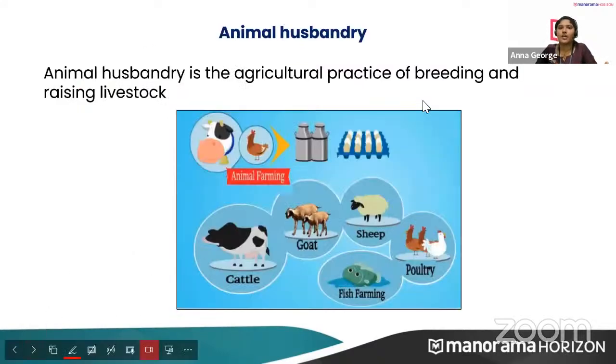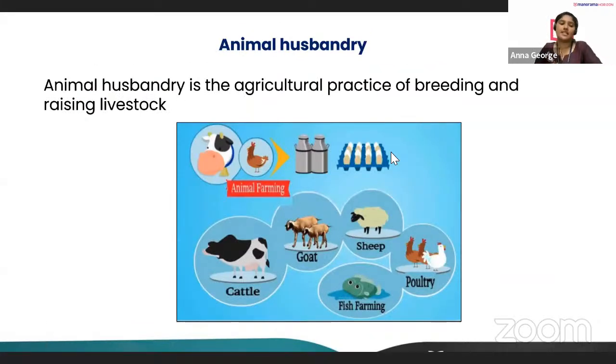Very good. Now, the very last portion of this chapter is animal husbandry. So what is animal husbandry? It is the agricultural practice of breeding and raising livestock. That means in our everyday life, we drink milk, we eat eggs, we eat meat, we eat fish, everything, right? Like we love honey. I love honey. This honey collection, the honeybee breeding, is all part of animal husbandry. So animal husbandry is the agricultural practice of breeding and raising livestock.